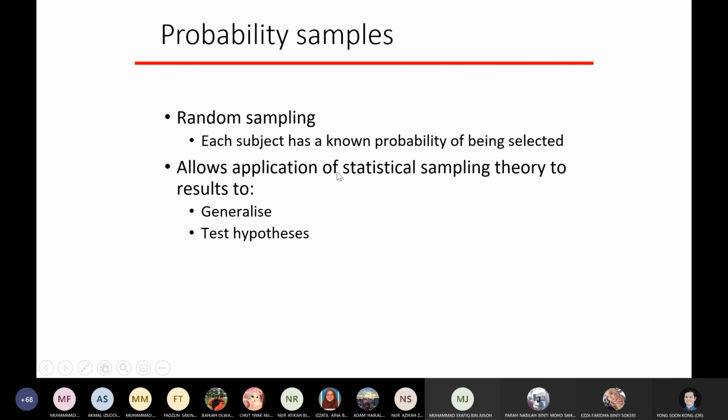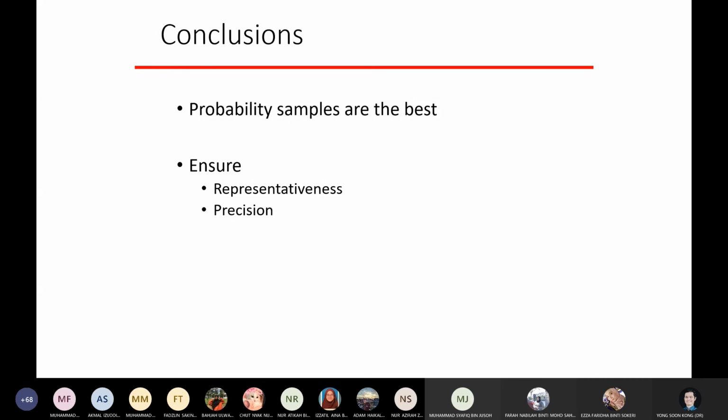Number two, it allows application of statistical sampling theory to results, to generalize and test hypotheses. So only if you have a probability sampling technique will your statistical analysis be valid. Remember just now, the entire team includes one small team that looks at the statistics. So you need to have a proper sampling plan in order to have that. Random sampling is one of them. So the conclusion is always choose probability samples. Even if you have a choice, you always choose probability samples.